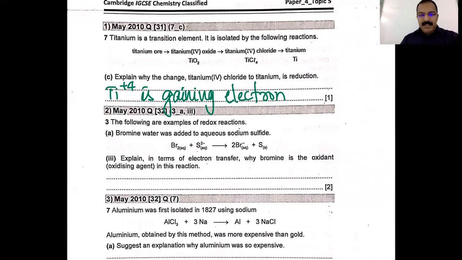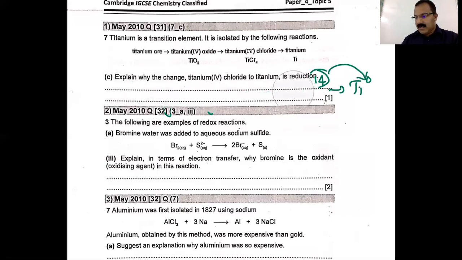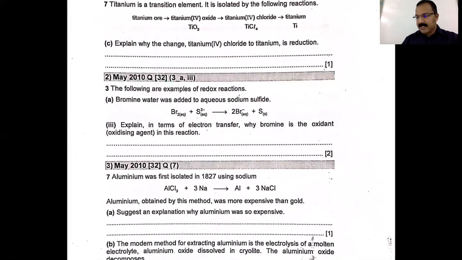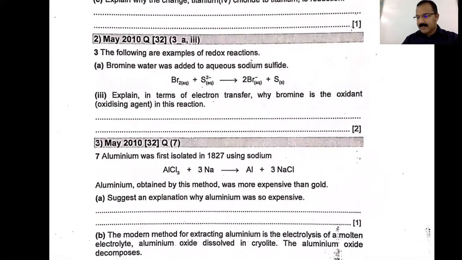That is for 1 mark. Otherwise, if someone wants to say in terms of oxidation number, titanium plus 4 oxidation number is reduced to titanium 0. So oxidation number is reduced from plus 4 to 0. That's also you can claim as reduction. So 1 mark, so it will be just enough to say it gains electron.